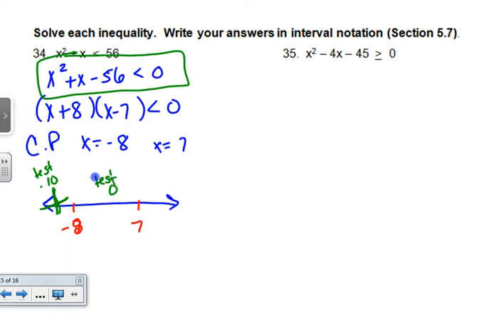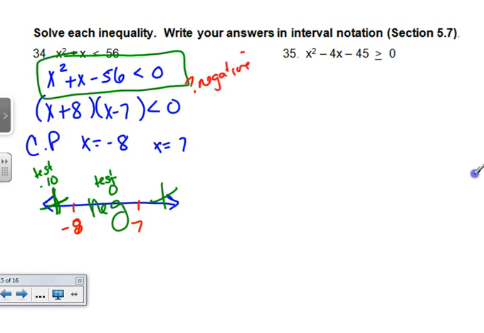That would be very easy to test. 0 plus 0 minus 56 is a negative number. So negative. And then of course if I test something bigger than 7, I know it alternates, so this is going to be a positive section. The question originally was, where is your function less than 0? So the question is, where is your function negative?